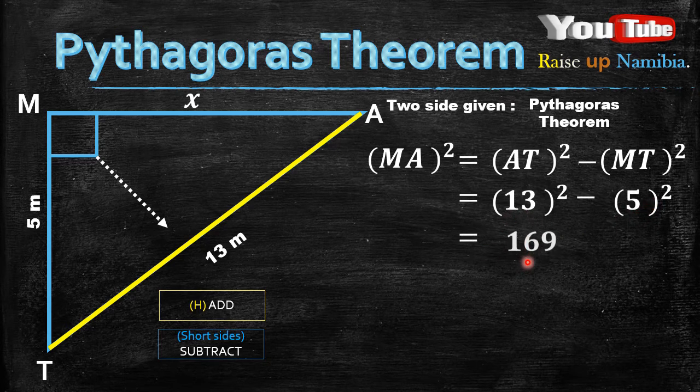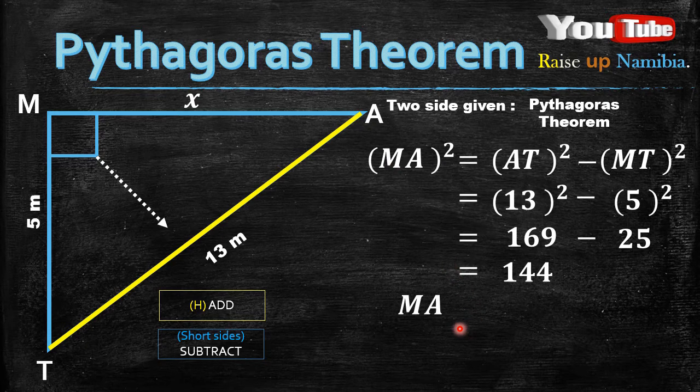So 13 squared is 169, while 5 squared is 25. So what is 169 minus 25? It will give you 144. Now remember, this 144 is not your final answer because this is MA squared. We are not looking for MA squared, we are looking for only MA. So how do we find MA? By finding the square root of 144. So what is the square root of 144?